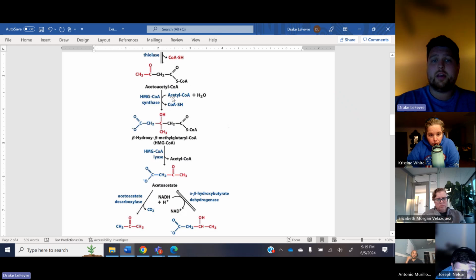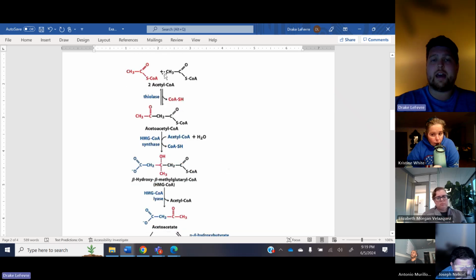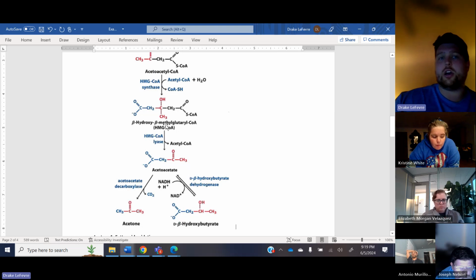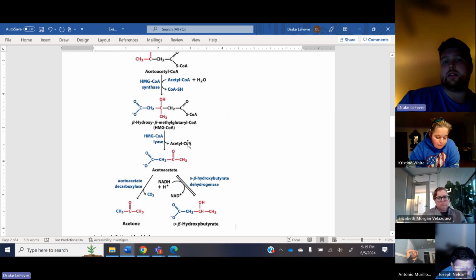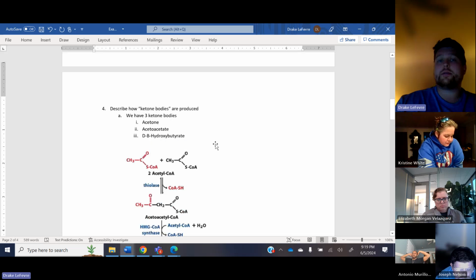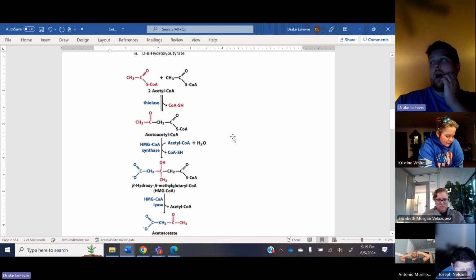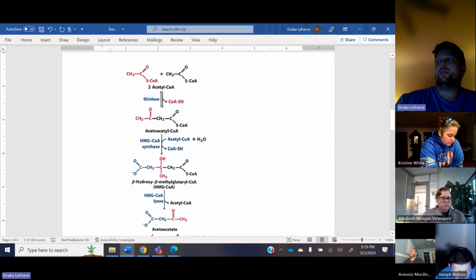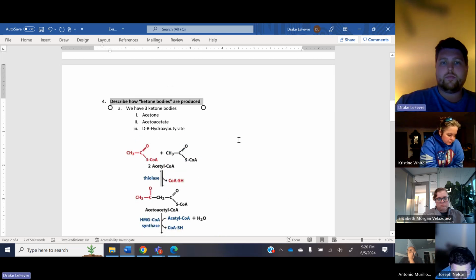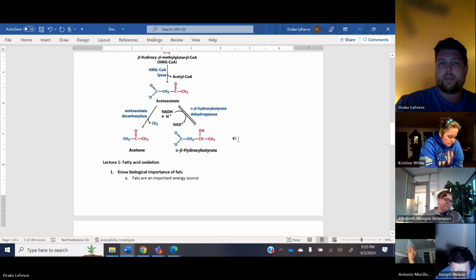This is all the same up to this point, exactly the same as fatty acid biosynthesis. And then what changes is, instead of continuing with the HMG-CoA reductase in fatty acid biosynthesis, we instead use a lyase to give us the acetoacetate, and then we can either use a decarboxylase or a dehydrogenase to give us our other two ketone bodies. As long as we know our fatty acid biosynthesis, we know over half of this whole process. Does that make sense? Yep. Sweet.